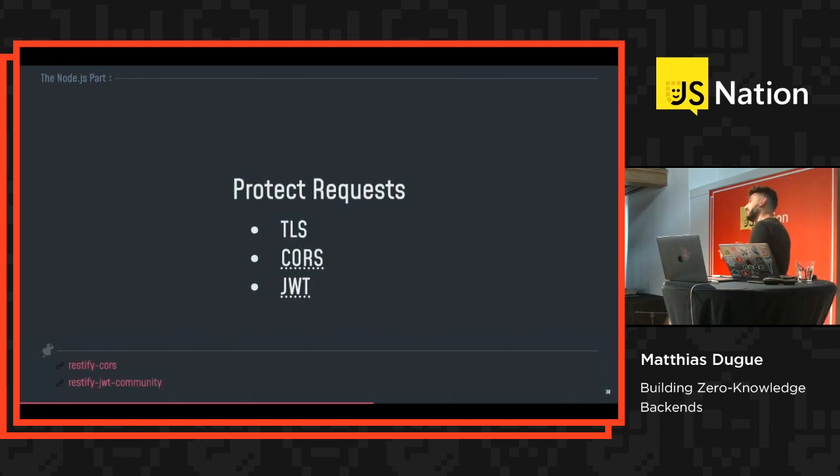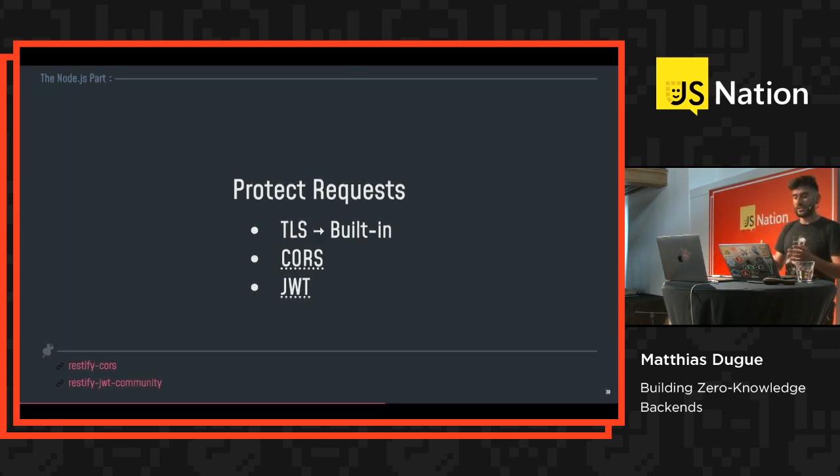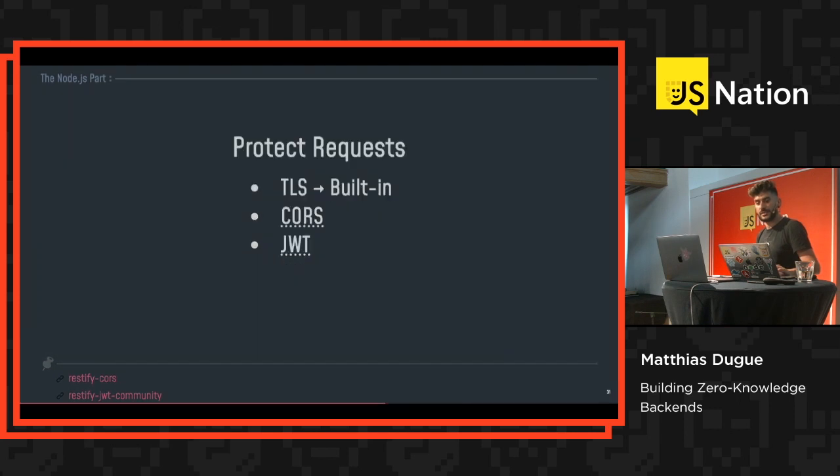You will have to protect your request between your clients and your server, so you need to do it using TLS, which is the S in HTTPS. Fortunately, it is built into Restify. You just have to declare your certificates, and it directly exposes its endpoints behind a TLS connection, so it's fine. And you will protect the rest of the connection using CORS to prevent some cross-origin requests and steal the JSON Web Token for the authorizations.